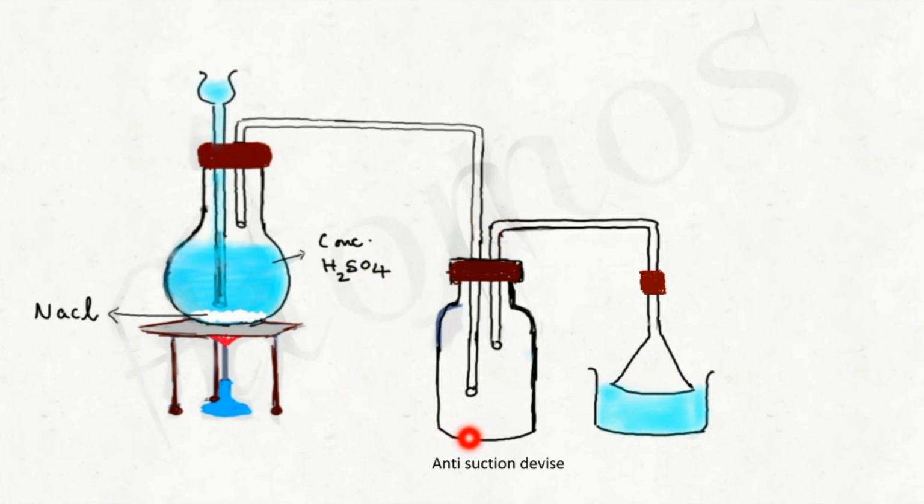And that device is known as an anti-suction device. In case, because of back suction, some water rises up, it will never reach the main reaction apparatus containing concentrated sulfuric acid. It will be coming and collecting in this empty vessel. Got it? So you should note this point also.